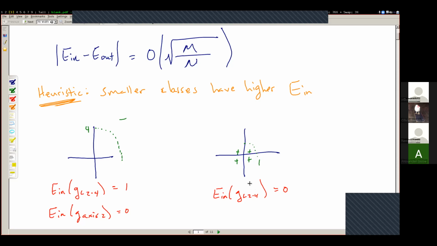In contrast, though, if I pick the axis hypothesis class, then the in-sample error on that, En of G axis 2. Here, no matter which hypothesis I pick, I have to get exactly half of the data points wrong. If I pick this vertical axis, it doesn't matter whether I put the positives and negatives on which side. Same with this horizontal axis. I'm going to get exactly half of them right and half of them wrong. So this error is going to be 0.5 over here.